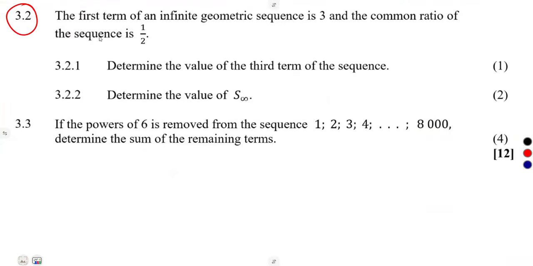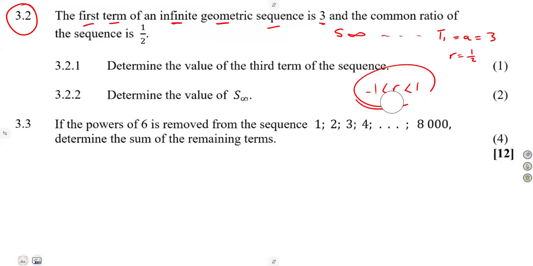3.2. The first term of an infinite geometric sequence, infinite, that's why you consider the sum to infinity. So we're given that the first term is 3. So that's our first term, T1, which is the same as A, that's 3. And the common ratio is 1 over 2. Our R is 1 over 2. And it makes sense because R is supposed to be greater than minus 1, but less than 1 for an infinite geometric series which converges.